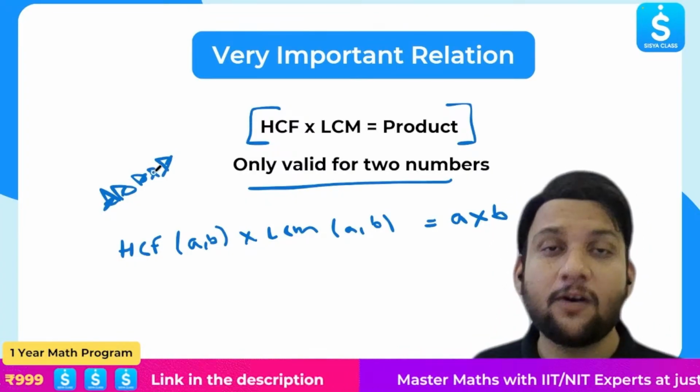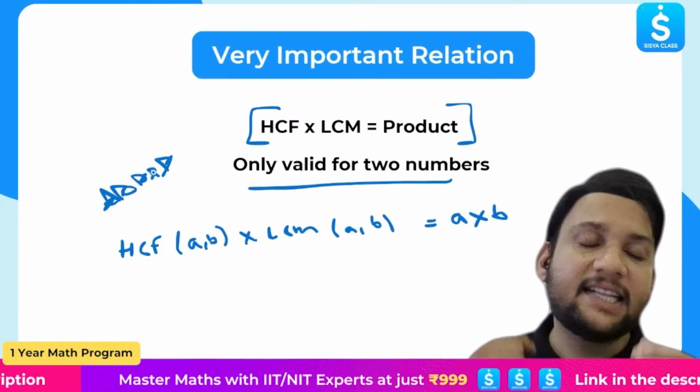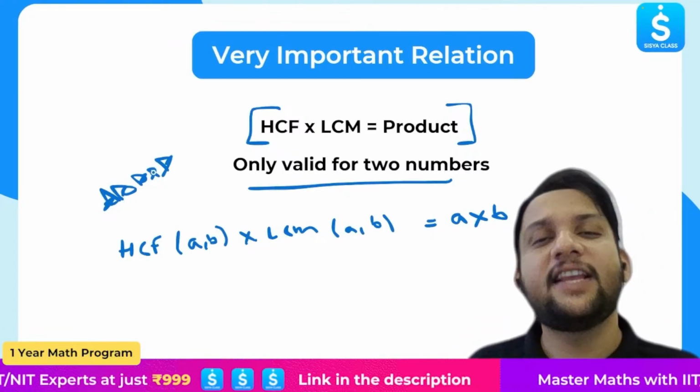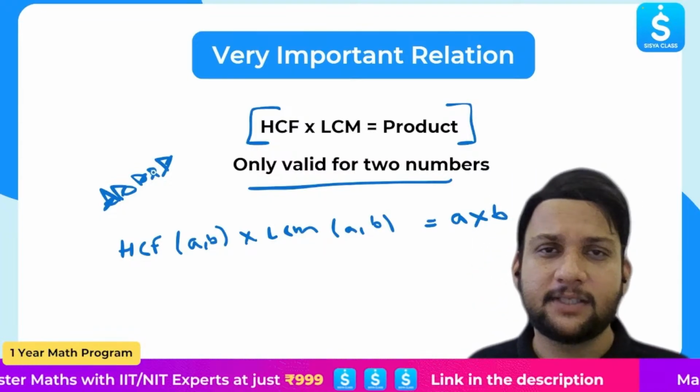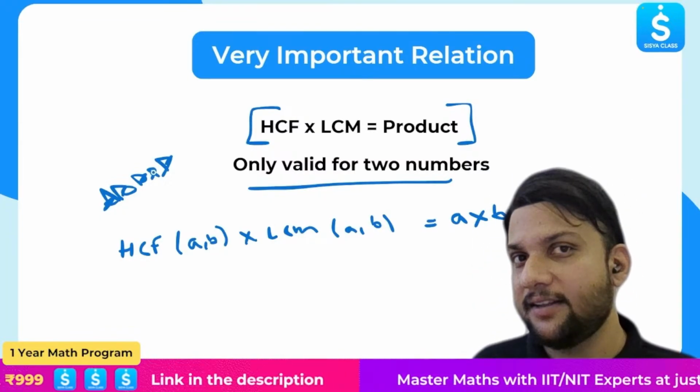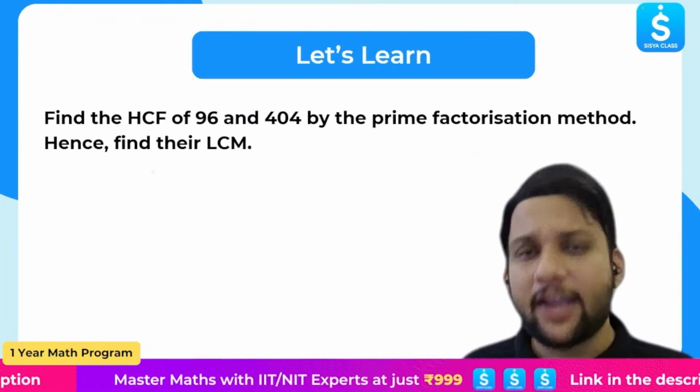So what was the first formula? How to find the HCF and LCM. And the second 5-star formula, of course, is a very easy formula to remember: HCF into LCM is equal to the product of the numbers. Clear? I hope it is clear, right? All right. Okay, let's do one example.